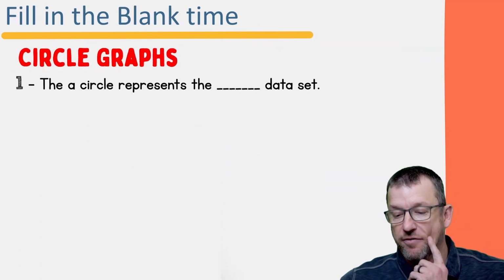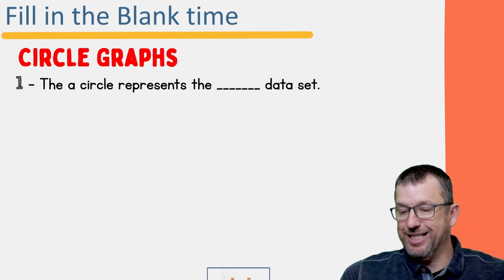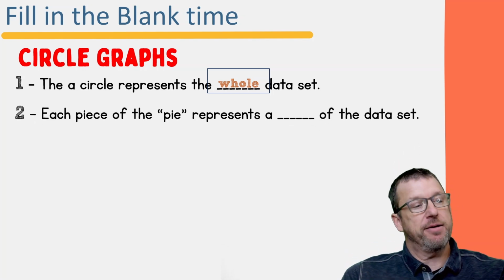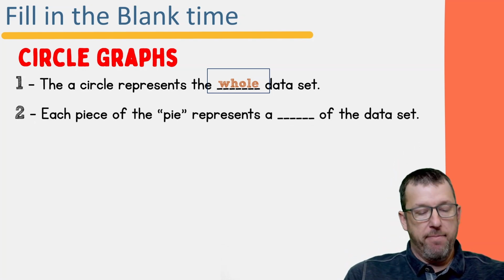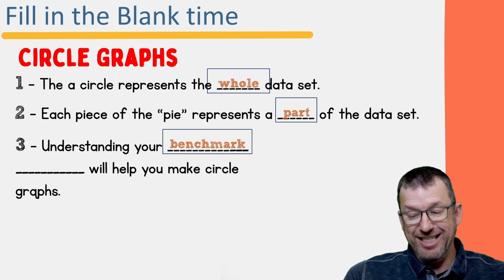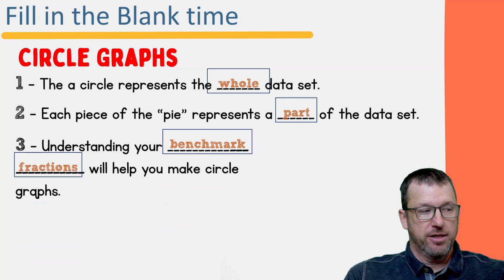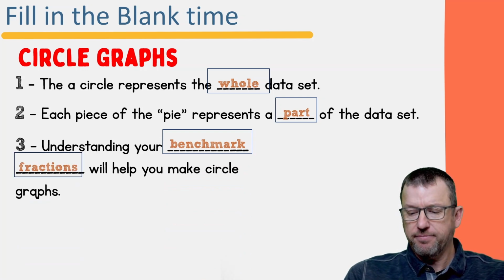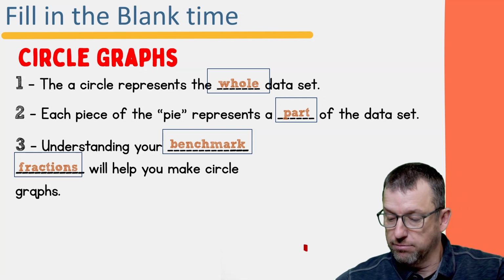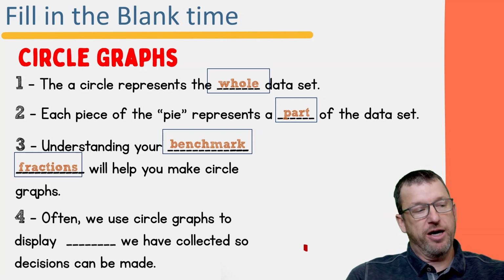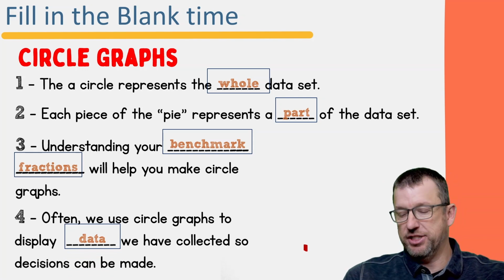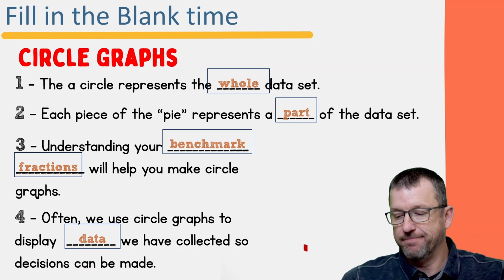All right, let's fill in the blanks. A circle graph represents the whole data set, everything that's in the data set. Each piece of the pie represents a part of the data set. Understanding your benchmark fractions or percentages will help you make circle graphs. And finally, often we use circle graphs to display what? Data we have collected so that decisions can be made by the people who are looking at the data.